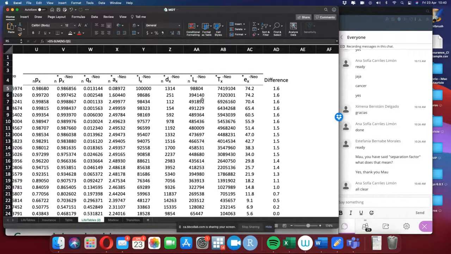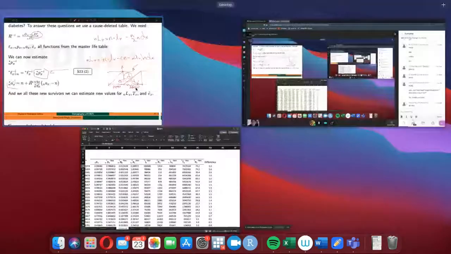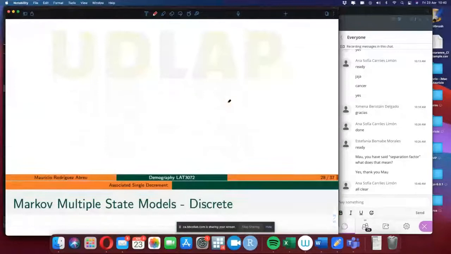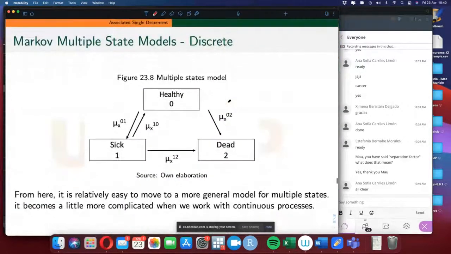Okay. And sorry, I really love life tables. This has been my life for the last 18 years, so I really like life tables. I get kind of really excited about these things because I like this topic.